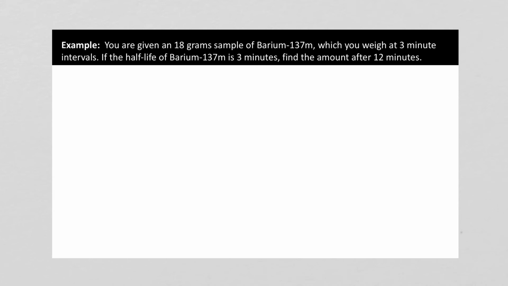In our next example, we are given 18 grams of barium-137m, which you weigh at 3-minute intervals. If the half-life of barium-137m is 3 minutes, find the amount after 12 minutes.